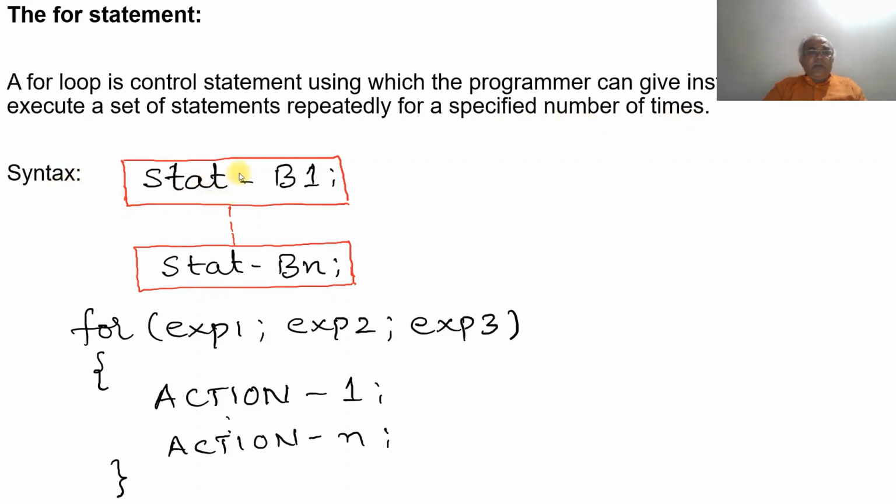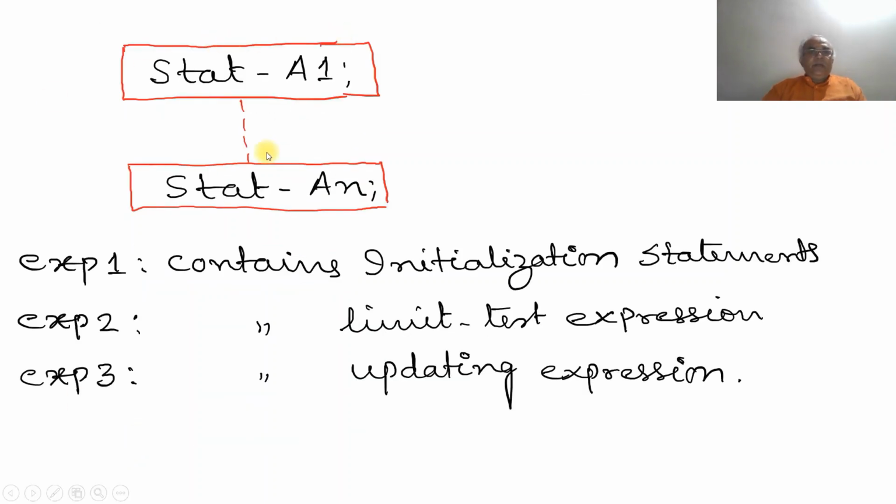Syntax: first we have statements B1 to Bn, and then for (expression 1; expression 2; expression 3), open the braces, action 1 to action n. If it is true, then it will close the braces, and then it goes to statement A1 to statement An. Expression 1 contains the initialization of the statement. Expression 2 contains the limit test expression, that is the maximum, and expression 3 contains the updating expression.